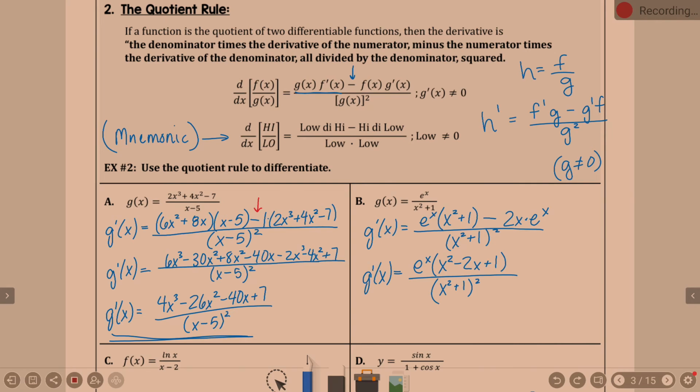But on my answer key, I have that you could have that answer, or you could say e to the x, then x squared minus 2x plus 1 is x minus 1 times x minus 1. So x minus 1 squared over x squared plus 1 squared. Okay, so either or are good there for various reasons. And hey, maybe you never even multiplied out. Maybe you left it as the original. That's a possibility too.